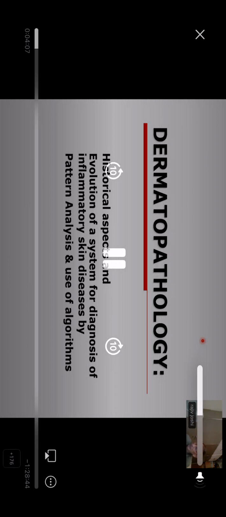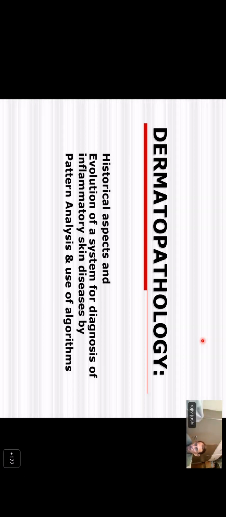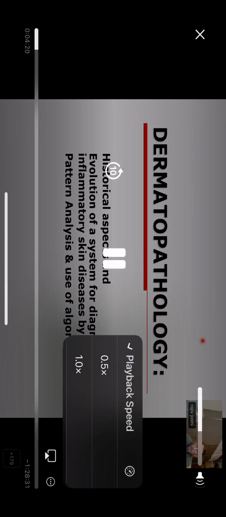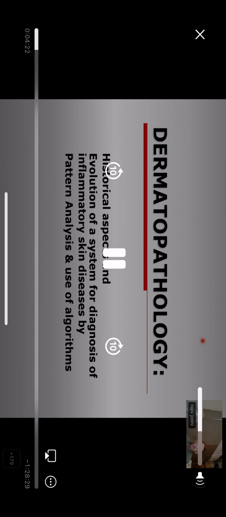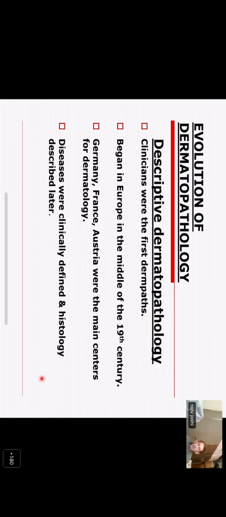So inflammatory skin diseases are difficult to diagnose because they have very subtle findings and they do need a lot of clinical correlation. So both go hand in hand. So let's talk about the historical aspects and evolution of a system for diagnosis of inflammatory skin disease. So how did it evolve?